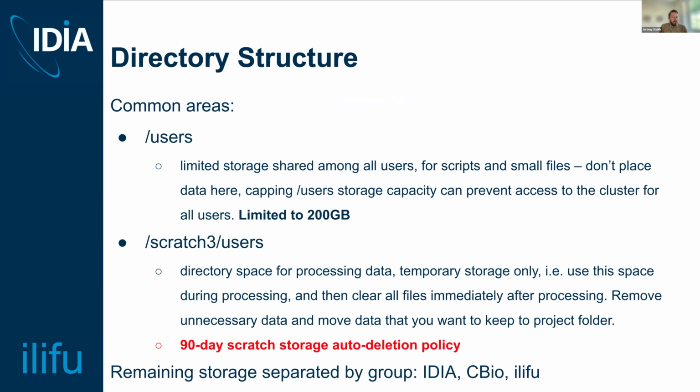So all users have access to common folders. Each user will have a directory in /users, also known as the home directory. And every user will also have a folder on the Scratch mount. So we currently have Scratch3. So you will have a user directory in /Scratch3/users. So the user's home directory is limited to 200 gigabytes. And this is really only for small files, scripts, and logs.